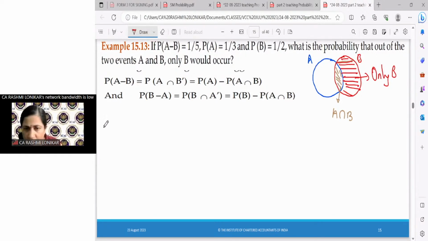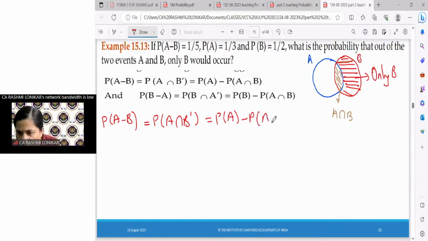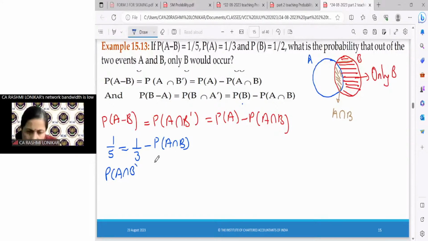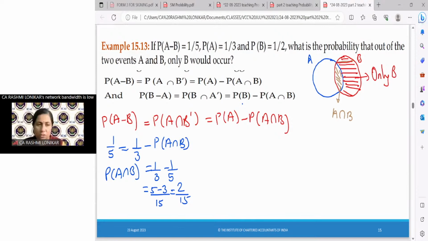P of A minus B. What is the formula? It is equal to P of A intersection B dash, which is equal to P of A minus P of A intersection B. So P of A minus B is 1 by 5, P of A is 1 by 3, minus P of A intersection B. So P of A intersection B will be equal to 1 by 3 minus 1 by 5, which is equal to 5 minus 3 upon 15, which is equal to 2 by 15.